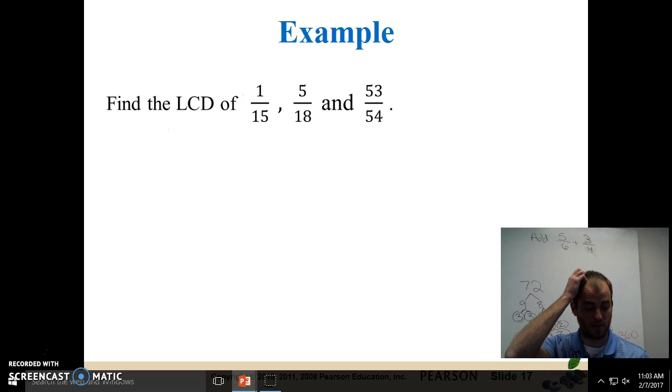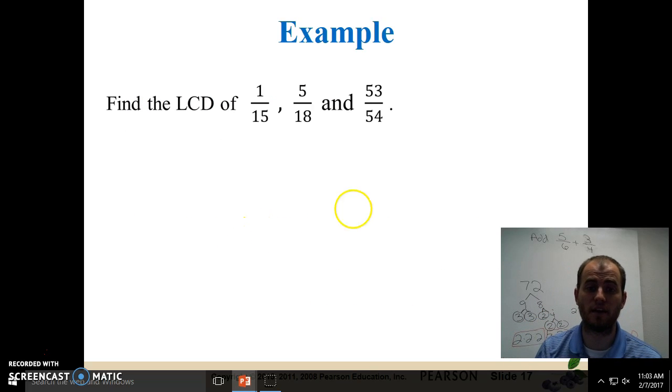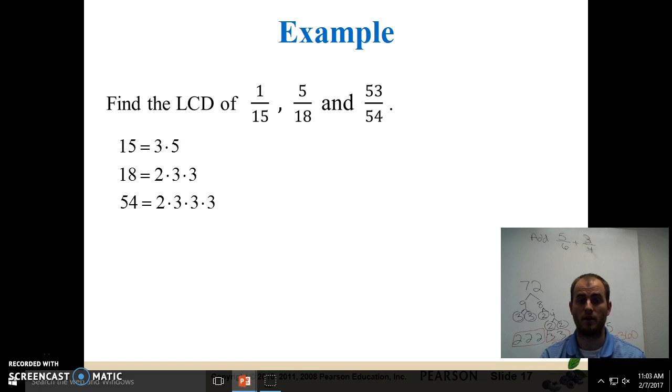Let's look at another example with that. Find the LCD, the least common denominator, of 1/15, 5/18, and 53 over 54. Again, in order to add these together, we would have to have a common denominator, where they would have to be like fractions. So that's why we're finding the least common denominator. So to do that, we would break these out again. I'm not going to show them out on the board this time.